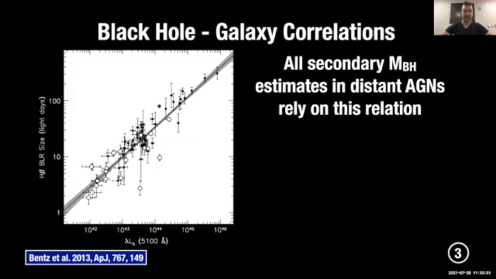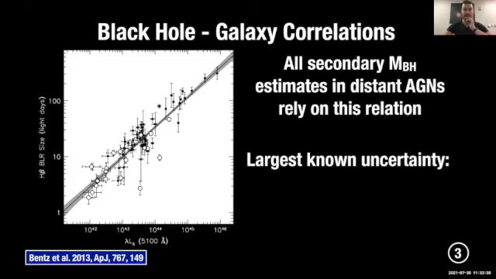The issue, though, is that the largest known uncertainty in this relation, and therefore the largest known uncertainty in any black hole mass estimates from this relation, is distance, because luminosity goes as the distance squared. So if you don't know your distance, your luminosity is off by a lot squared. And that's because the vast majority of points in this diagram have distances that are measured only from redshift.